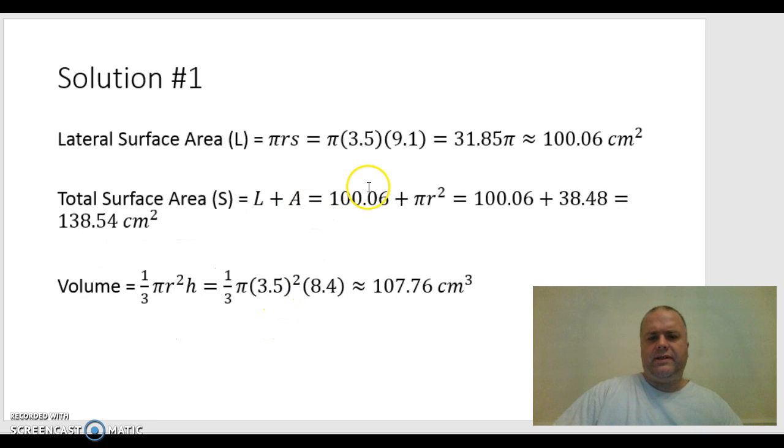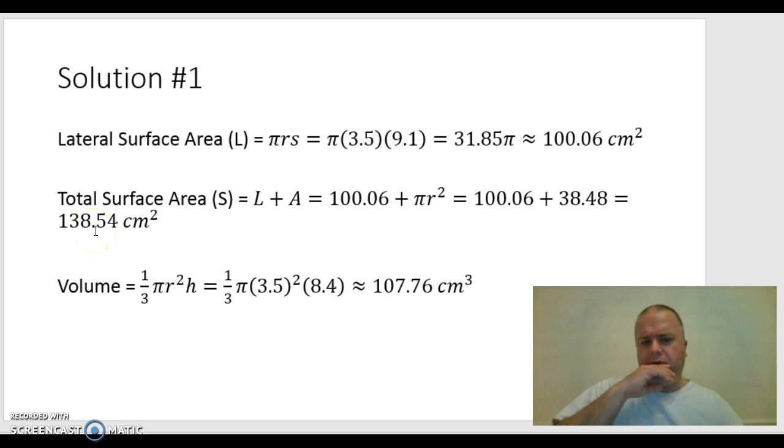So the solution for the lateral surface area, we'll use the one with the radius. So that's pi times our radius, which is 3.5, times our slant height, which is 9.1, which comes out to approximately 100.06 centimeters squared. Remember, when we're talking about area, we always put the unit squared. When we're talking about volume, we always put the unit cubed.